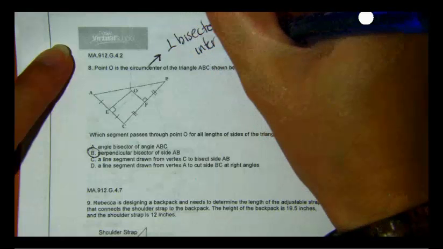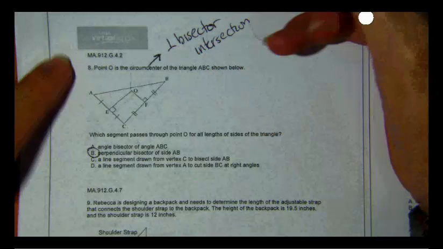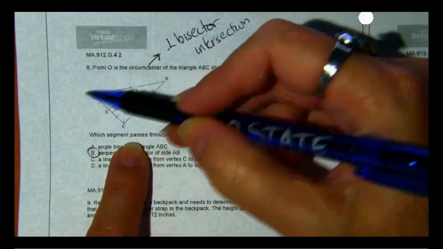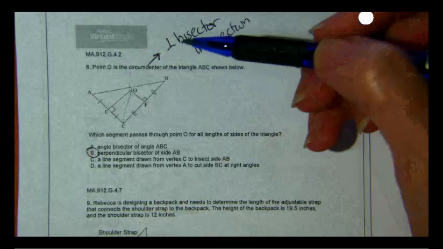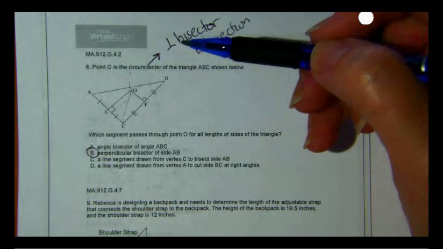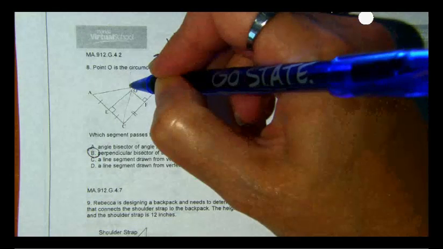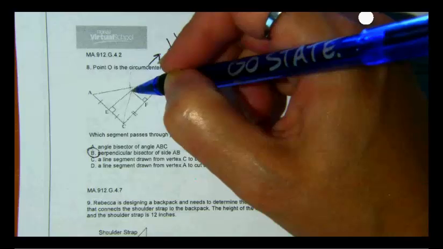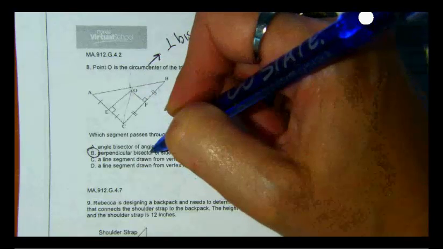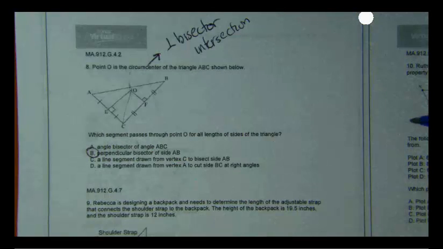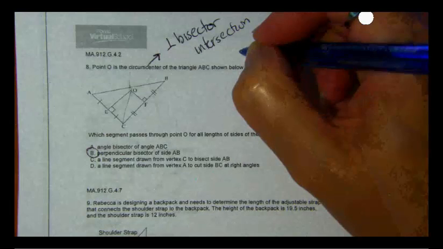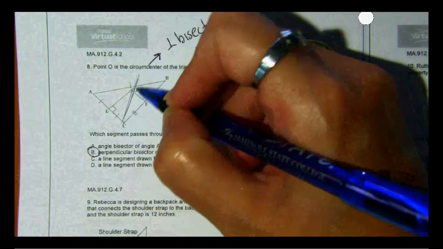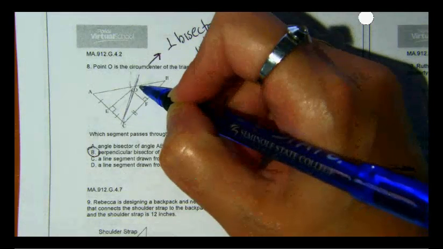So it's not C. No, because a line segment drawn from C through O is not perpendicular to AB. We don't know that for sure. Perpendicular bisectors don't always hit the vertex, right? So we know that it has to go perpendicular to AB through O. I just don't know where it'll hit the other side. So I can't say from C. Does that make sense? It can't be from C because this won't be perpendicular. Do you see that angle is not a 90 degree, right?